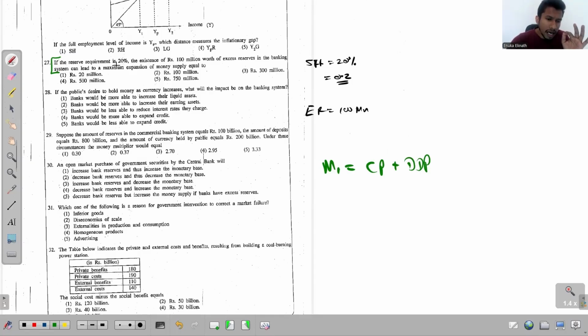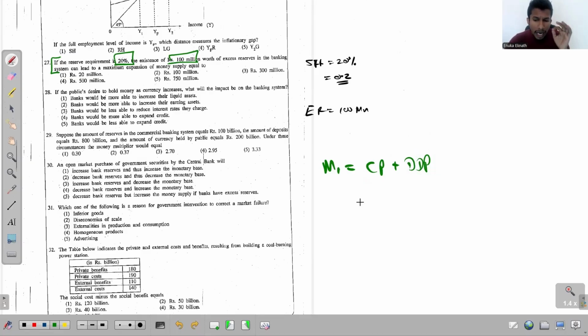If the reserve requirement is 20% and the existence of excess reserve is 100 million in the entire banking system, it can lead to a maximum expansion of money supply, the maximum change in money supply. So that's the requirement. That's what we need to calculate. And based on the given data, we can't calculate or we can't even recognize the currency held by the general public. So we can only work with these demand deposits held by the general public in commercial banks.